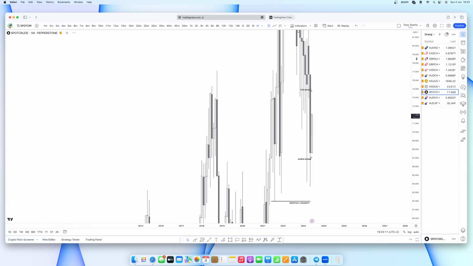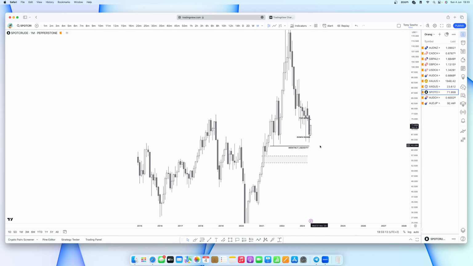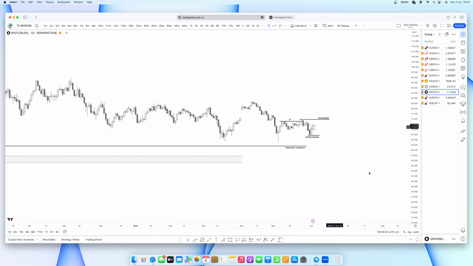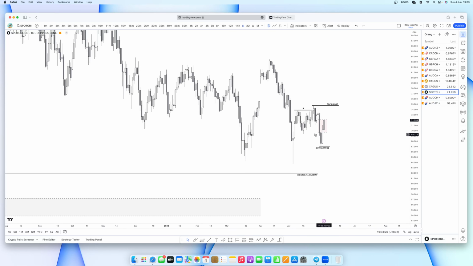Right, you can see we have this liquidity yet. So I'm banking on this liquidity. I want to see US oil go down because of this liquidity that is in this area. That's on the monthly time frame. And then on the daily time frame, structure is bearish, as we can see. Lower low, lower high, lower low.